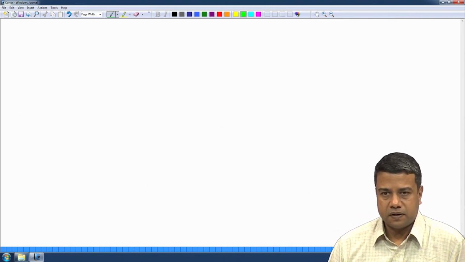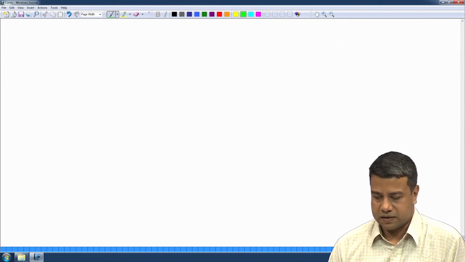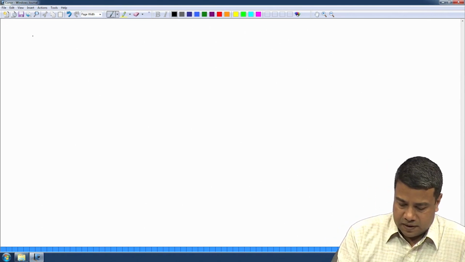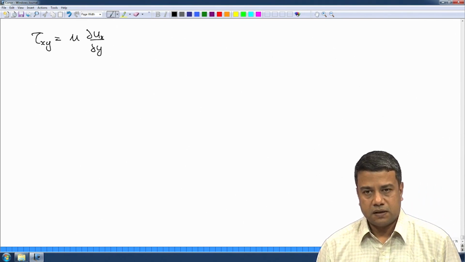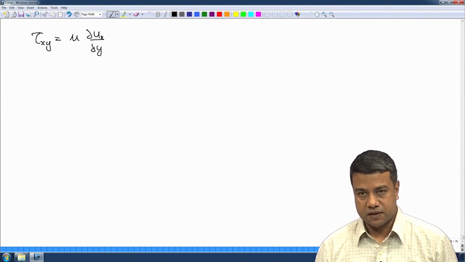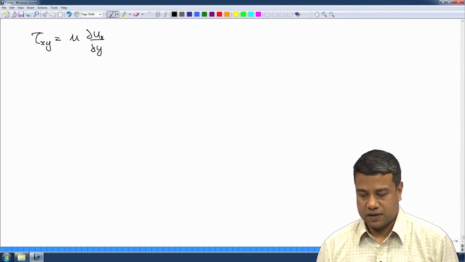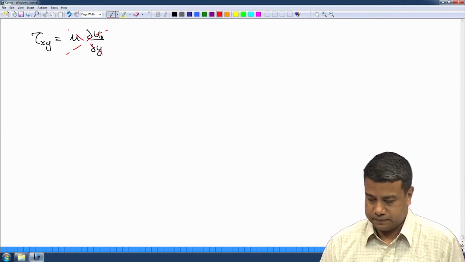And finally, for a Newtonian fluid, I will also briefly write for you what is the stress tensor. So far, we have just been writing tau x y is equal to mu times partial u x by partial y. It turns out that this is valid only for unidirectional flows, where the velocity is only in the x direction and the velocity variation is only in the cross stream y direction. This is not a general formula.